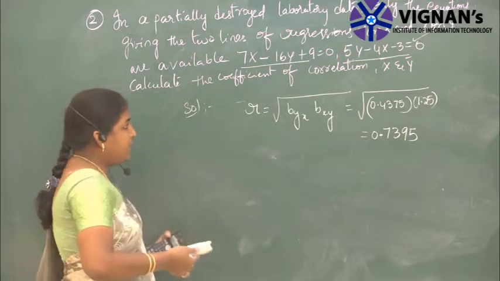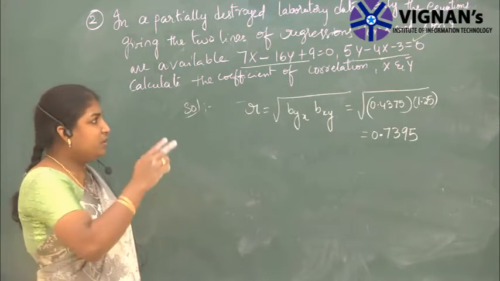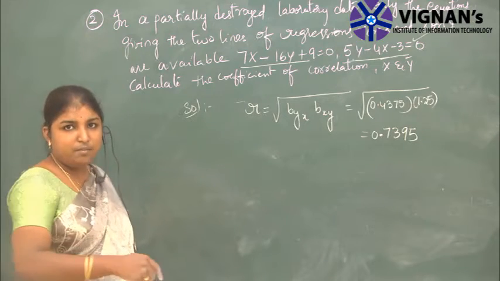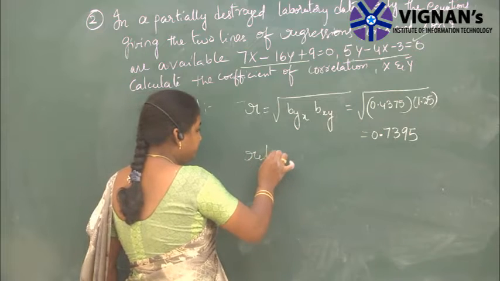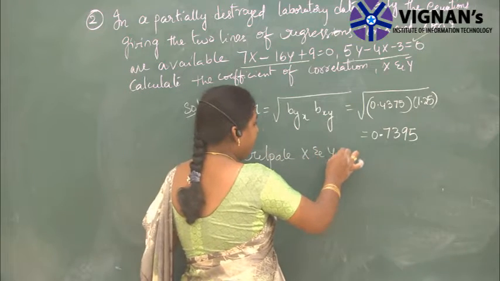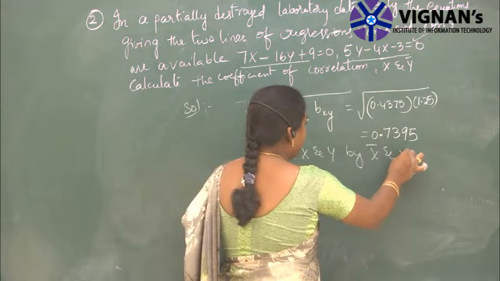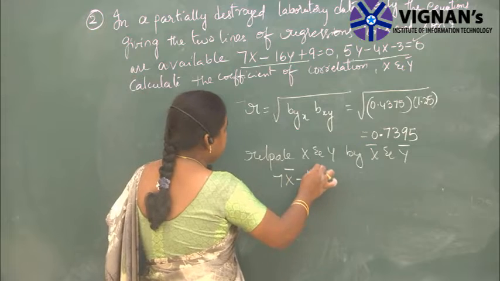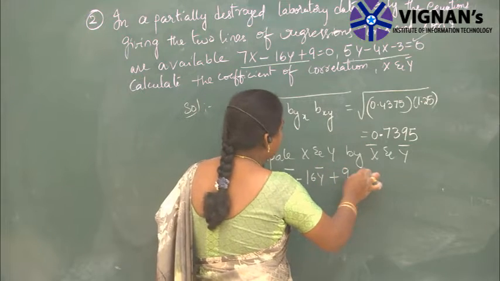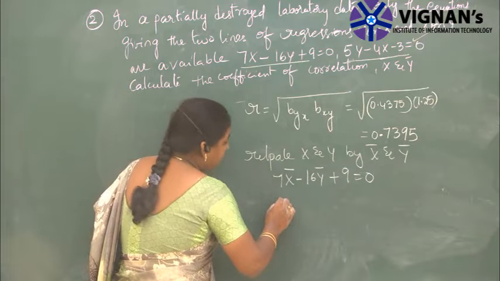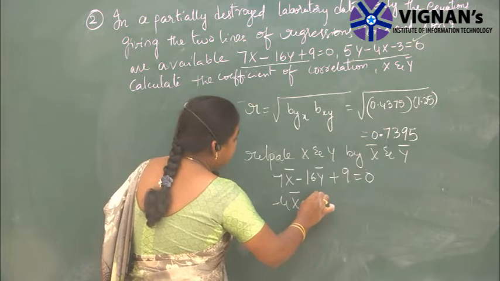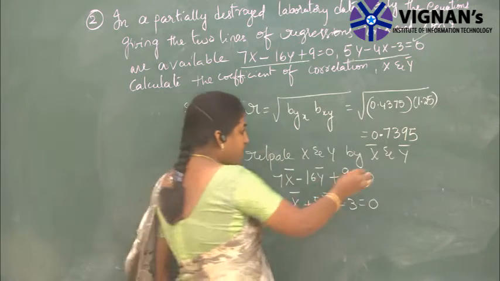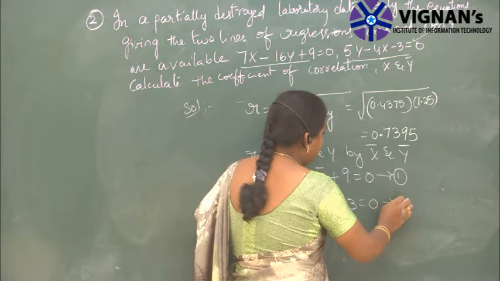Next we want to find the x bar and y bar values. For this, in the given two equations, we replace x and y by x bar and y bar. So we get the first equation, 7x bar minus 16y bar plus 9 equal to 0, and minus 4x bar plus 5y bar minus 3 equal to 0. Let this be equation 1 and this be equation 2.